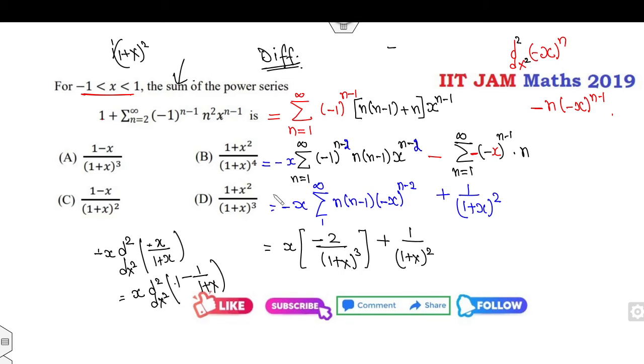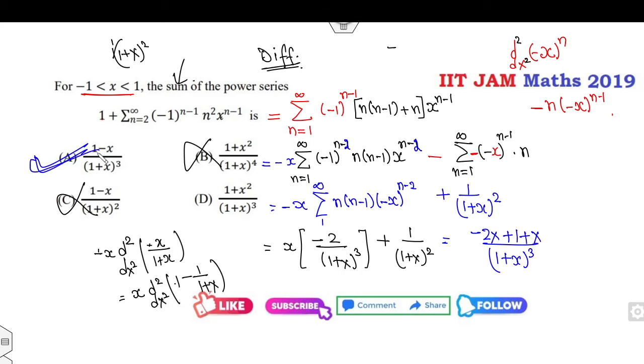So that means the denominator is the cube. Power 4 cancels out, power square cancels out. Now you can simplify this. 1 plus x cube is common, LCM, minus 2 plus 1 plus x. So 1 minus x over 1 plus x cube is the right answer of this problem.